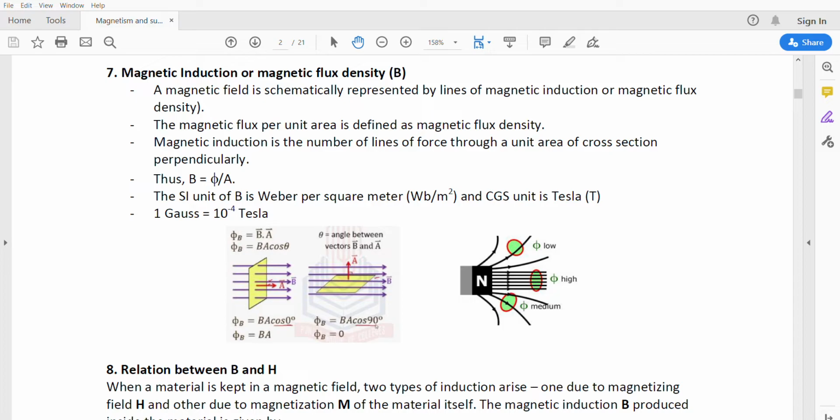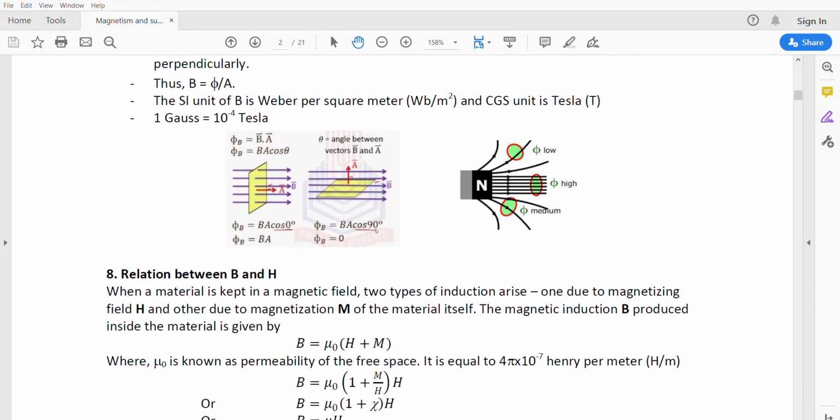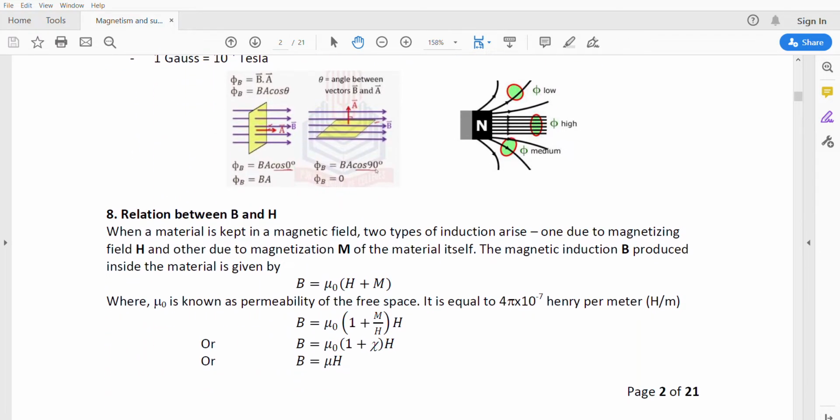M represents the magnetization, H represents the strength of the magnetic field. Both directly depend on each other. Those are associated with a constant psi. Psi is equal to M upon H. And here, B and H. B is the magnetic field induction, H is the magnetic field intensity. When a material is kept in the magnetic field, two types of induction arise, one due to the magnetizing field H and the other due to the magnetization M of the material itself. So when you keep a material in the magnetic field, the external field develops the magnetic intensity in the material, that is H.